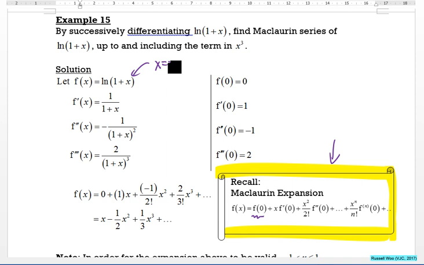The question says that I need to stop at x cubed. I just need to stop at x cubed. I just apply this blindly.